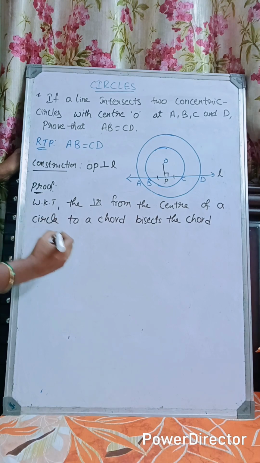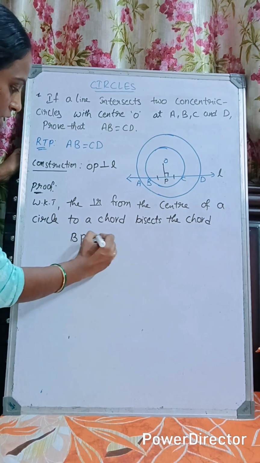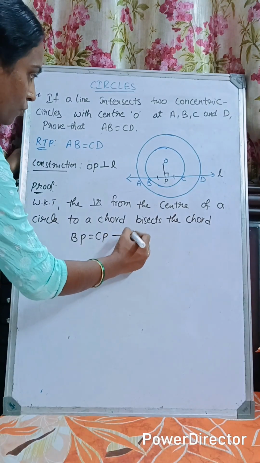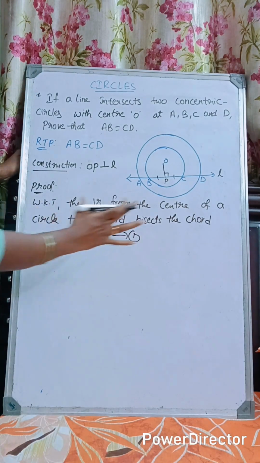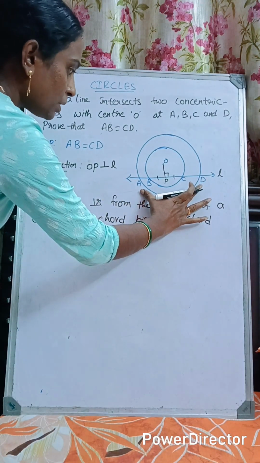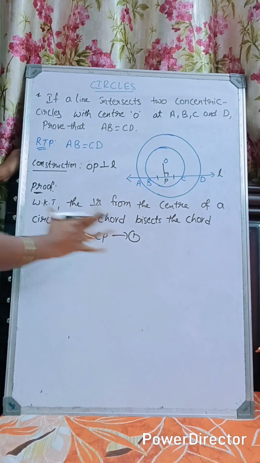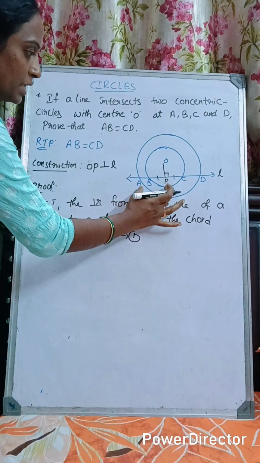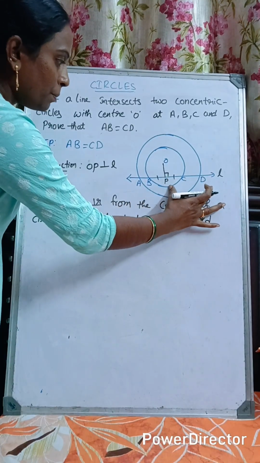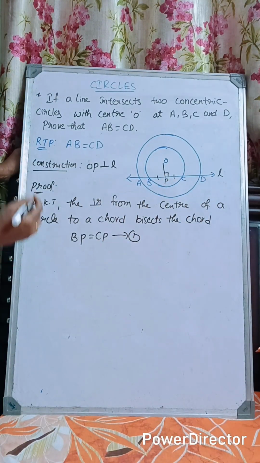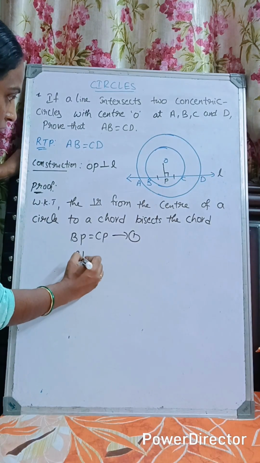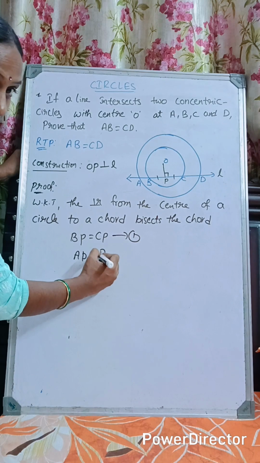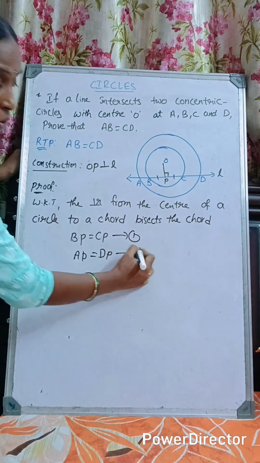CP length. So we know that BP is equal to what? CP. Let's give this as equation number 1. In the same way, AD will be the chord for the bigger circle. Correct? AD is the chord for the bigger circle, and the line is perpendicular. That means AP will be equal to PD, or not? Yes, it bisects the chord. So we can write AP is equal to DP. This is equation number 2.